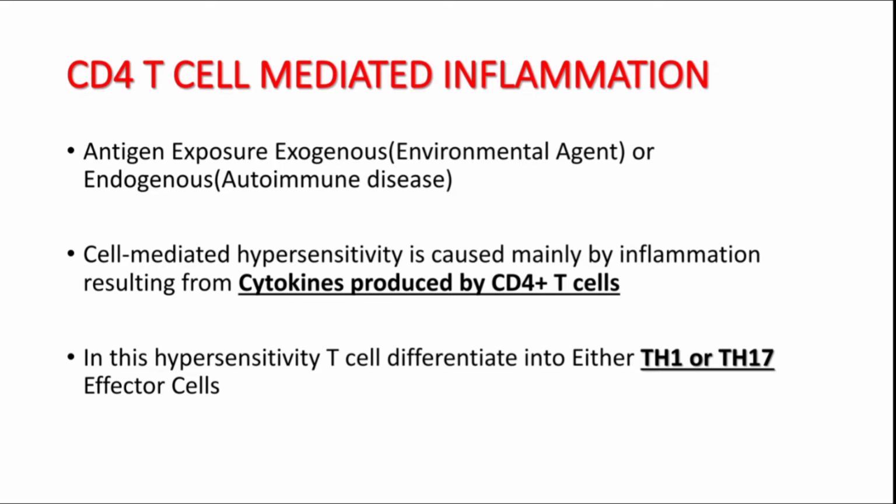Alright. So here the antigen exposure could be exogenous from the environment, or it could be endogenous, a self cell, right? It could be endogenous, meaning the body will develop a response against its own cell antigen, which is known by the name autoimmune disease. Or it could be the reaction against environmental agents like bacteria, virus, etc. Okay.